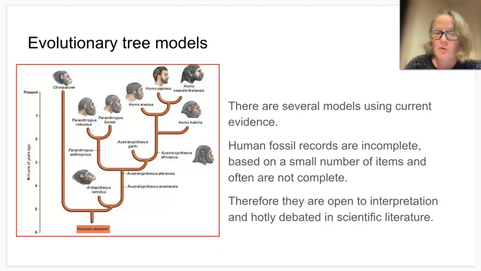Often there's just a small portion of a skull or maybe one leg bone, and they use computer modeling or common sense to try to build a better picture. So you can imagine that different scientists hotly debate their version of what it should be, but often it's open to interpretation.